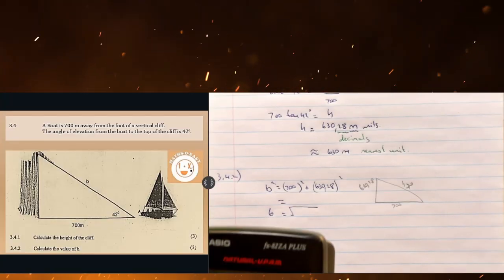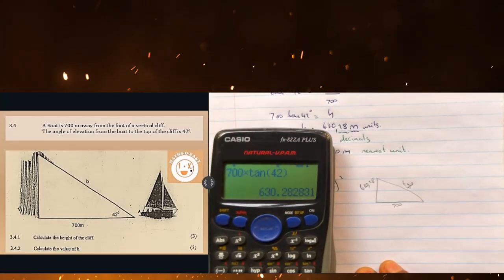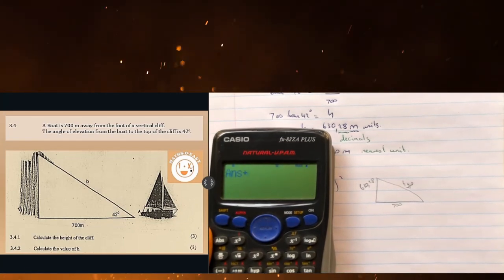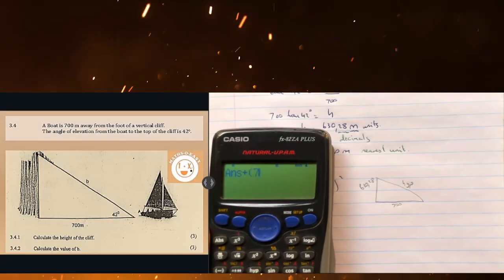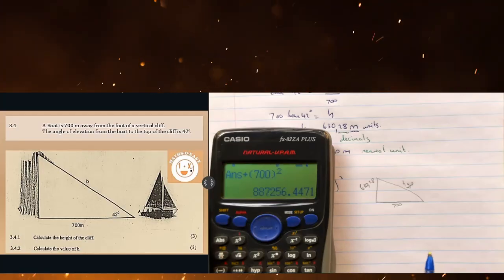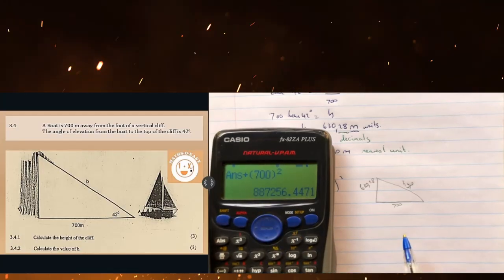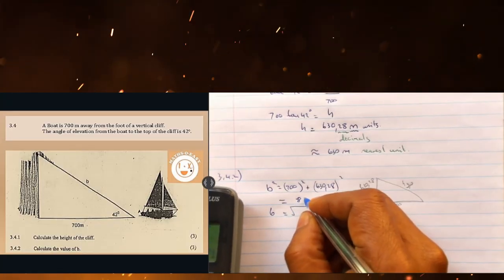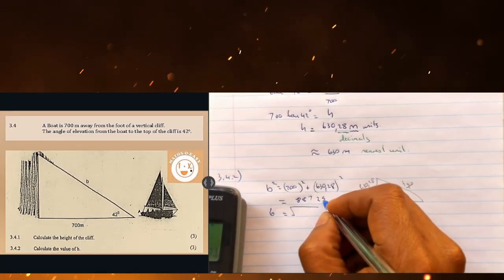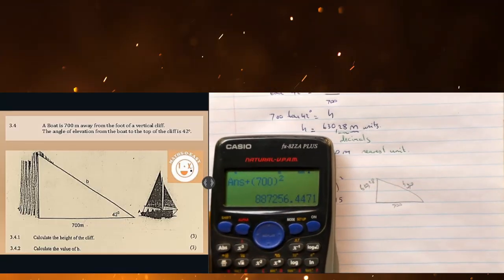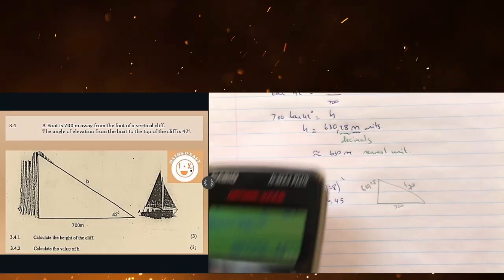So we go to our calculator. I already have the 630. I'm just going to square it. Then I'm going to add 700 squared. What do I find? 887,256.44. Let's write it. So it's 887,256.44, rounded 0.45. So easy.